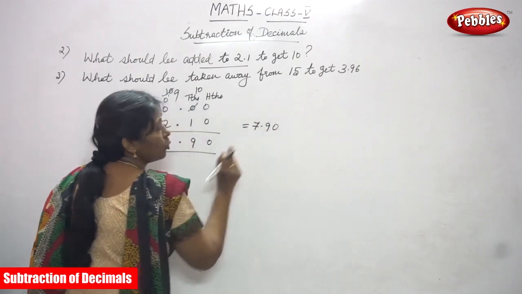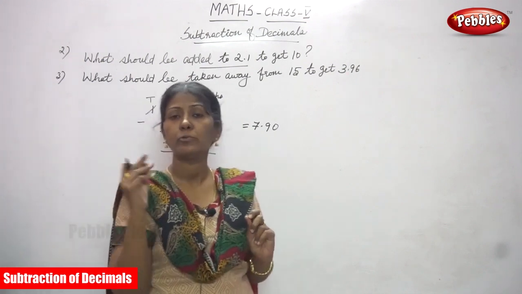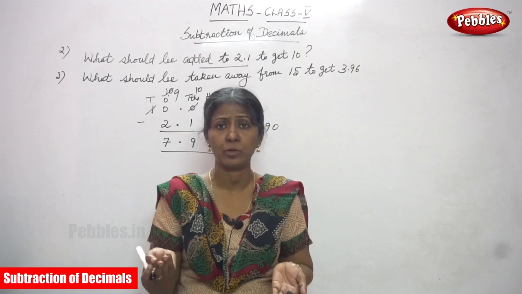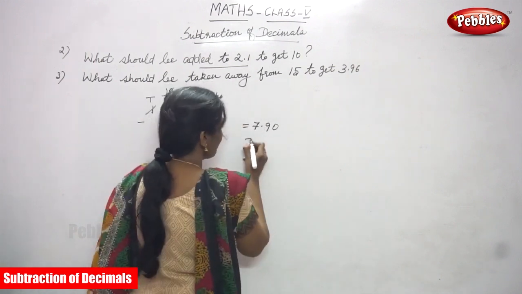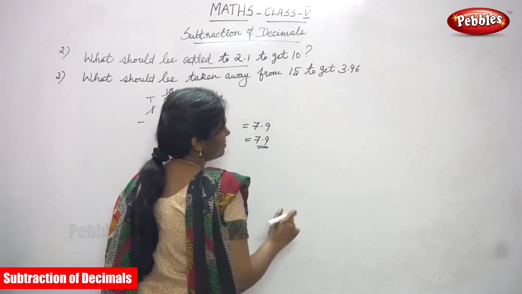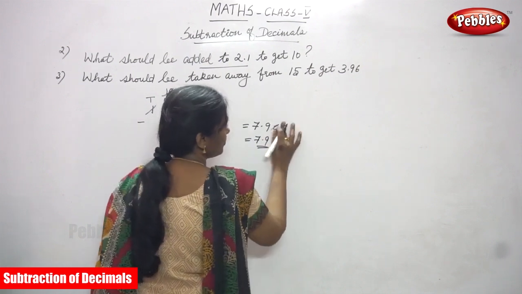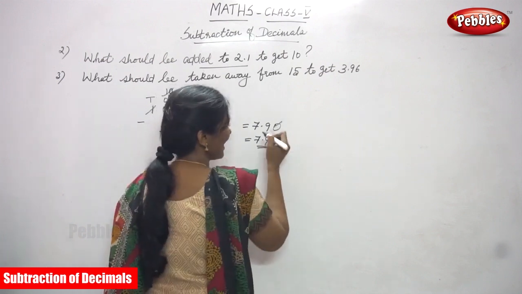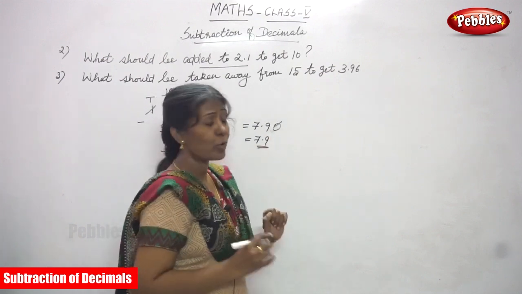7.90. I have told you already, after the point, if you add zeros, there is no value. So you just write 7.9, that is sufficient. You can write the 0 if you want, but there is no value for it, so just cancel it. So the answer is 7.9.